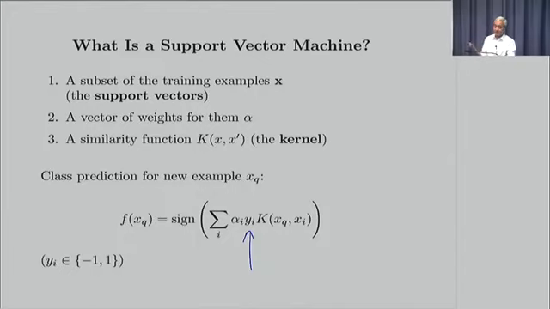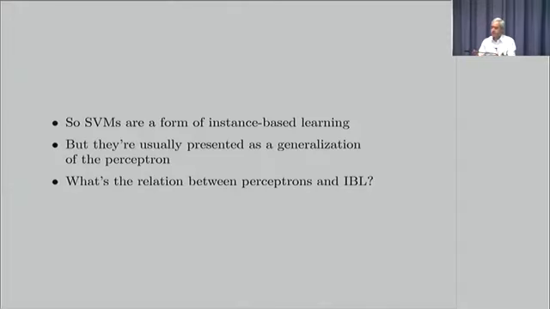I'm glad that this happened, right? Because we really wouldn't have support vector machines. Okay, so questions?